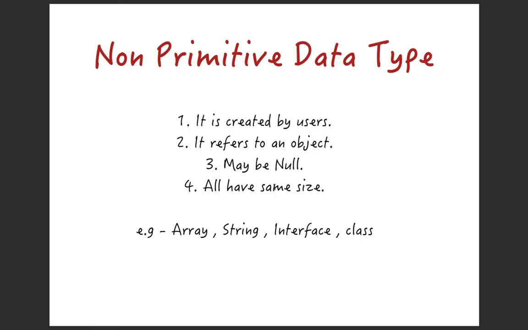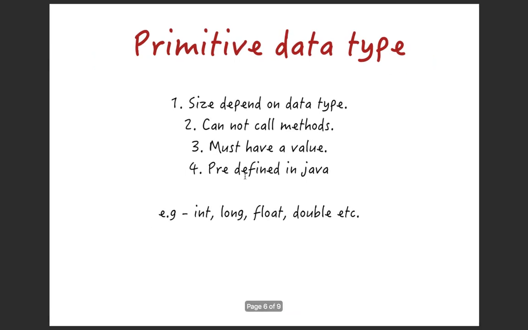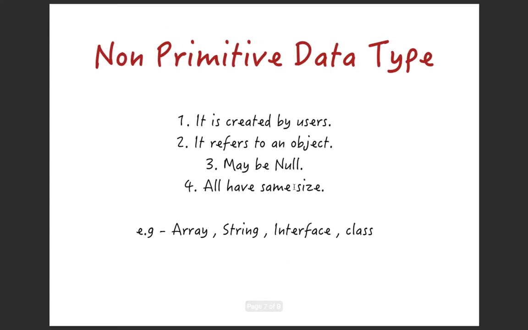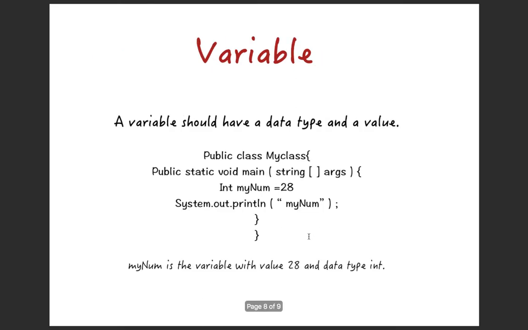So there are non-primitive data types, which are created by users, and refer to an object. It may be null. For a primitive data type, it should have some value, but for a non-primitive data type, it may be null. All have the same size, but previously we have seen that in a primitive data type, the size depends on the data type. Examples of non-primitive data types are array, string, interface, class, etc.